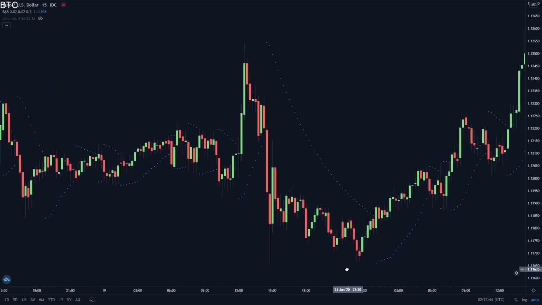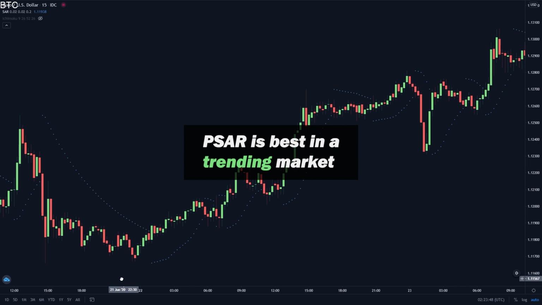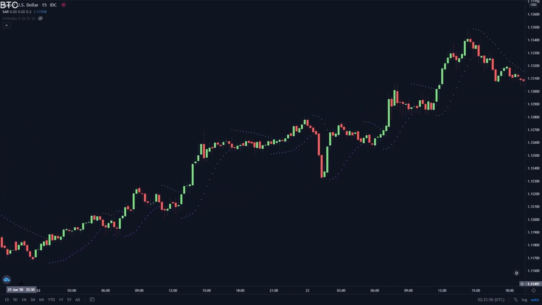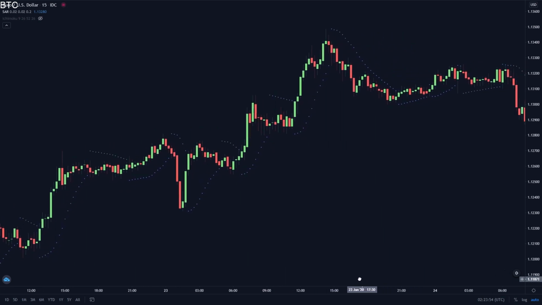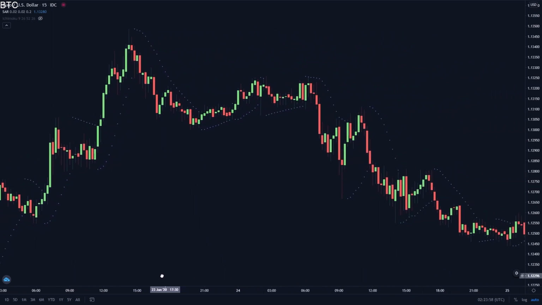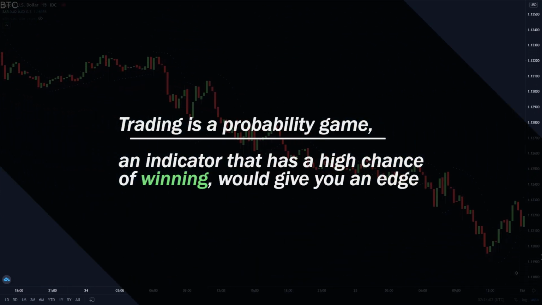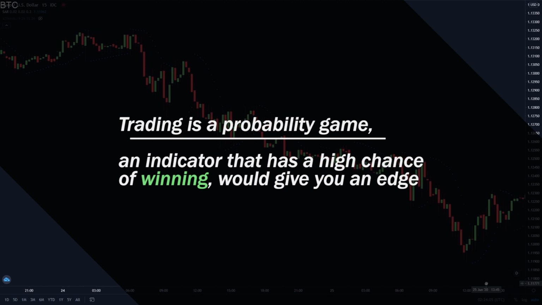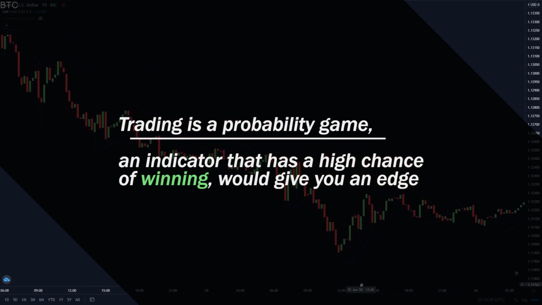So, to summarize, I think the Parabolic SAR thrives on a trending market. The only problem is when the price moves sideways. So if we paired the Parabolic SAR indicator with another indicator that filters out false trends, it may be a decent strategy. And remember, trading is a probability game, so if you find an indicator or multiple indicators with a high win rate, it will give you an edge in trading.